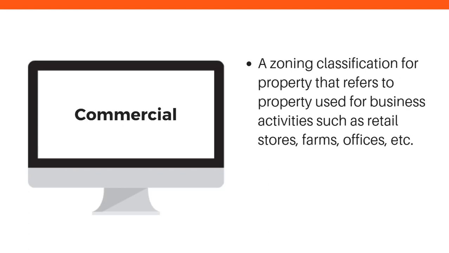Commercial. This is a zoning classification for property that refers to property used for business activities such as retail stores, offices, sometimes farms. Farms are typically agricultural, but it just depends. So commercial is more just business zoning, property that is zoned for business purposes. Now there's also residential. That's a different classification of zoning, and that is for housing, for people to live, whereas commercial is for businesses.